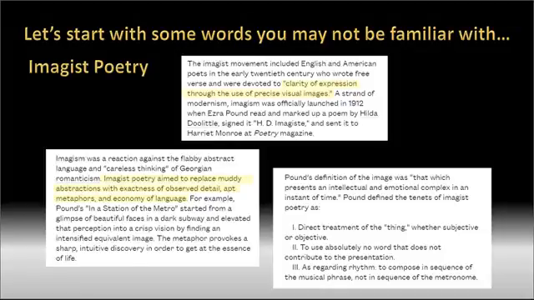So the 2 things you really need to know is you need to look at the imagery and you need to think about, well, how does this symbolize? How does this represent something else, something broader, something more abstract? And what is the poet trying to convey about those ideas?